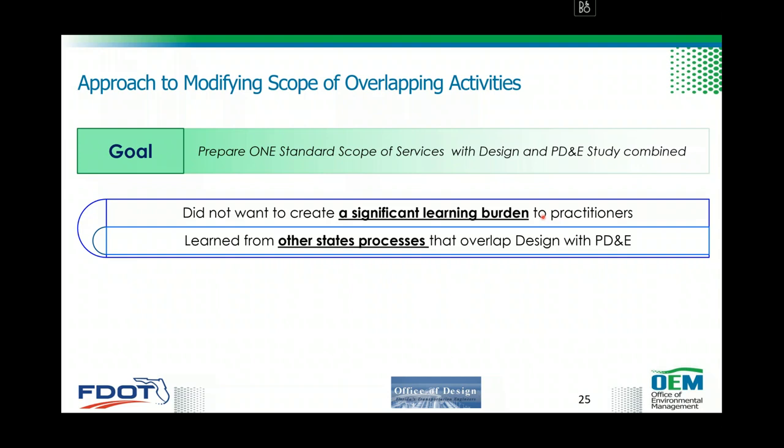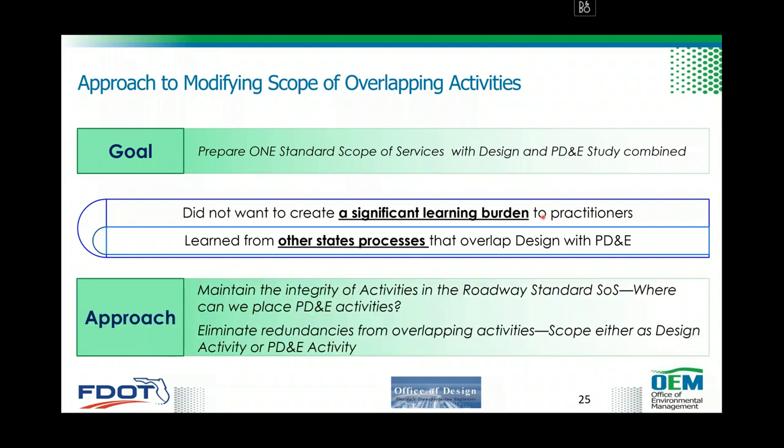What we wanted is not to create a significant learning burden to practitioners, because if we complicate it, then the standard scope is not going to be usable. So we wanted to simplify the process. And also we learned from other states' processes that overlap PD&E and design: how do they streamline the environmental phase with the design phase? So this was our approach.